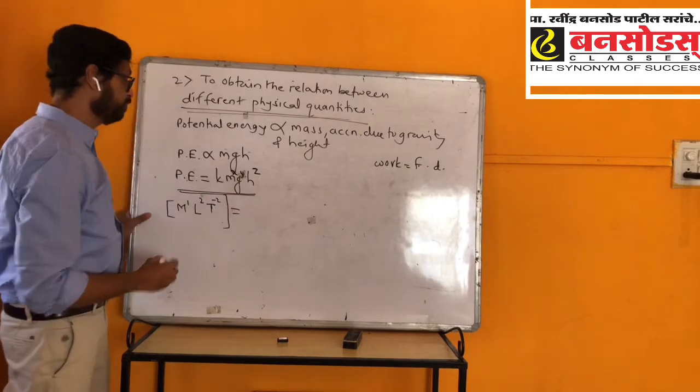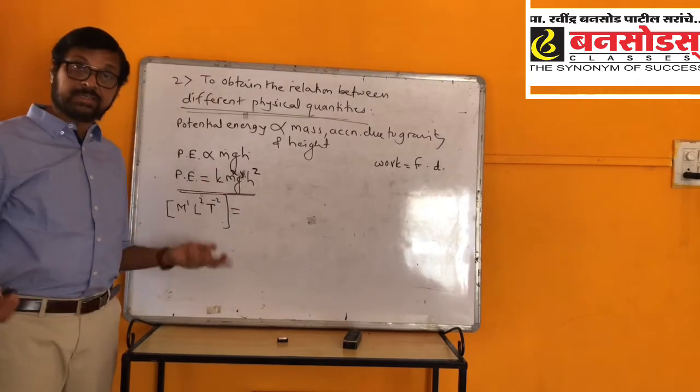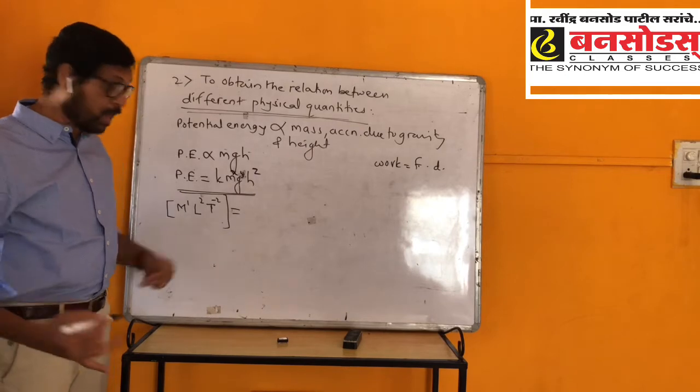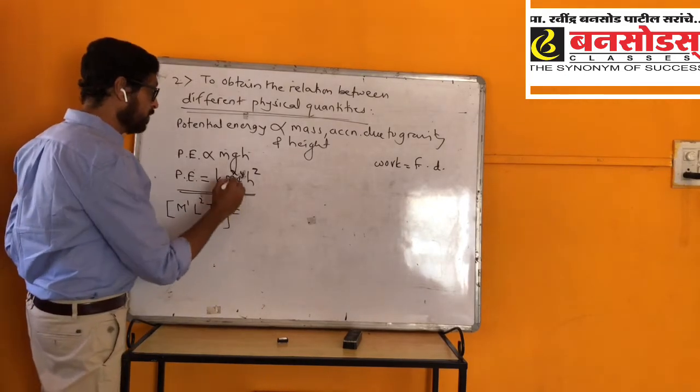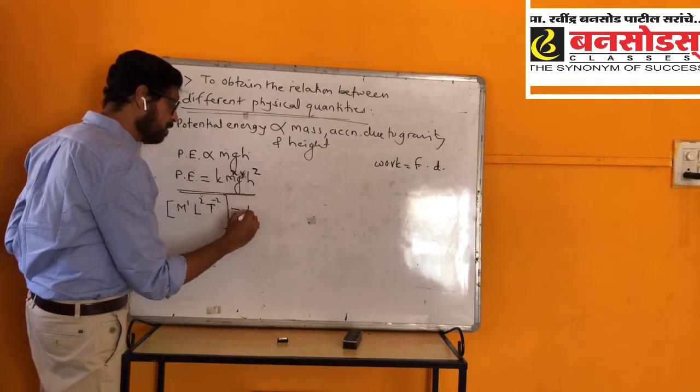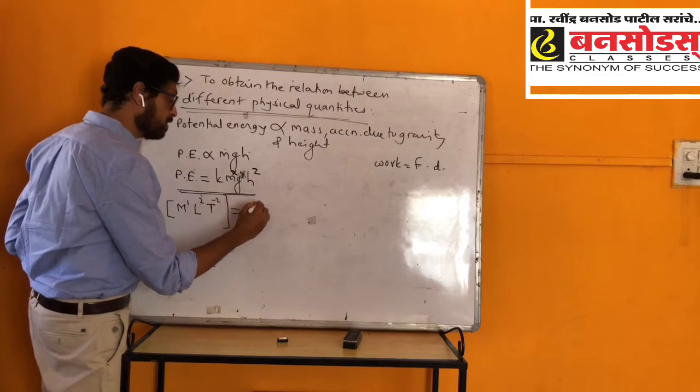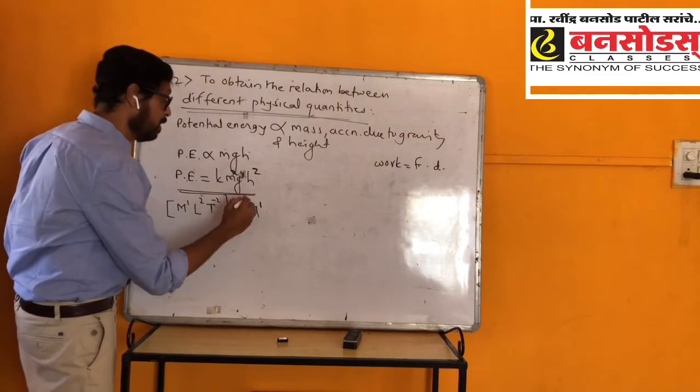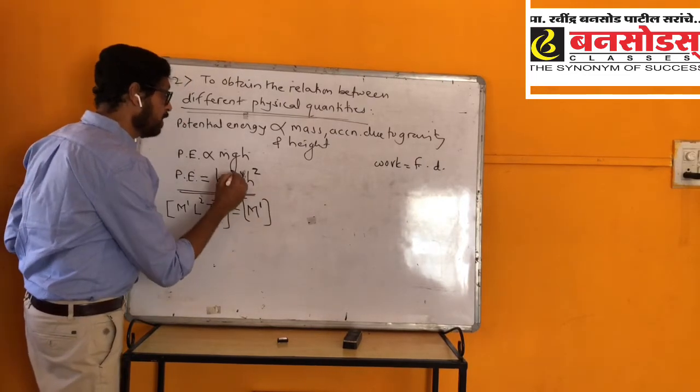This is equal to, as K is a constant, it has no dimensions, m, the dimensions of mass, m raised to 1, raised to what? X.